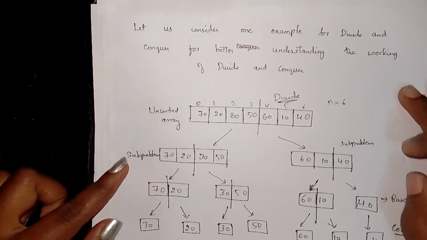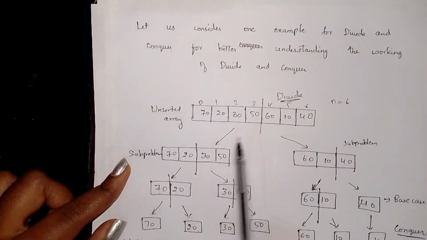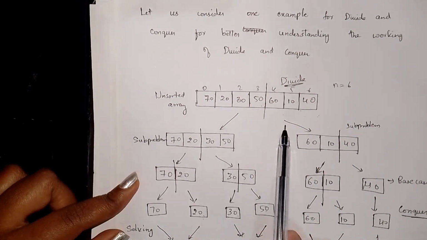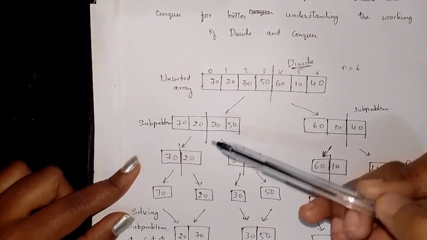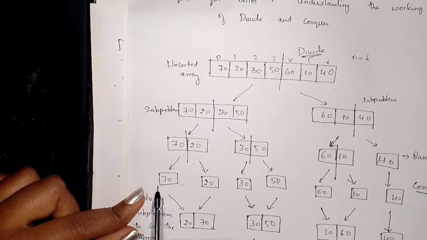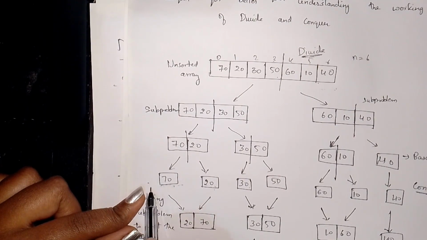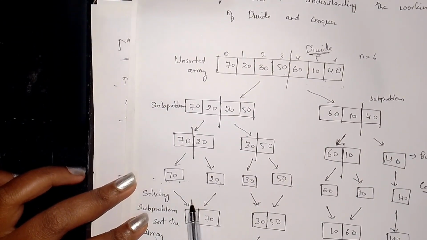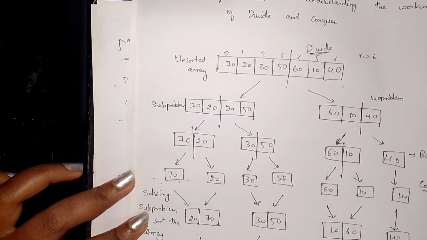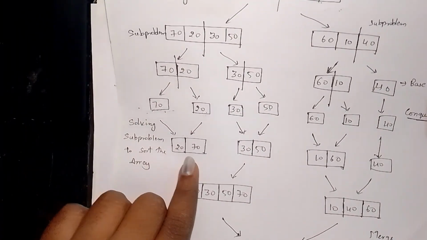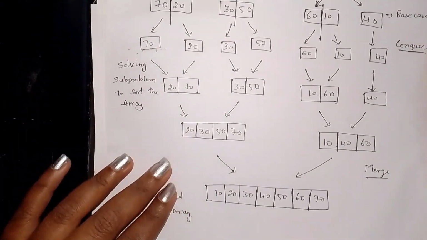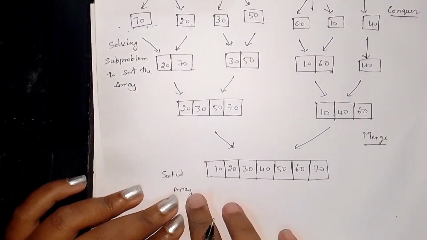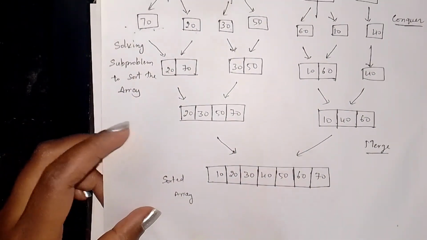Let us understand it by taking an example. Here you can see that I have taken one unsorted array of size 6 and I have divided it into two subproblems, and I have divided it until I got small enough subproblems, that is, base cases. Further, I have merged the subproblems by sorting them in order. You can see that I have sorted it, and finally after merging all the base cases, I have got this sorted array. Let me show you how I have done this.